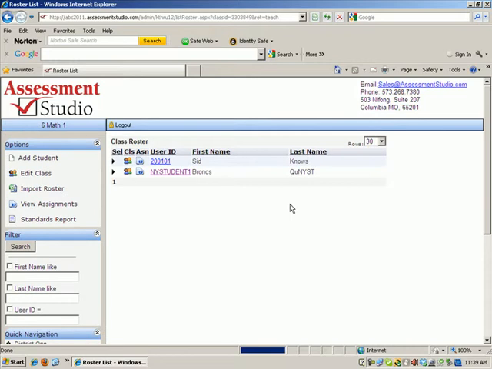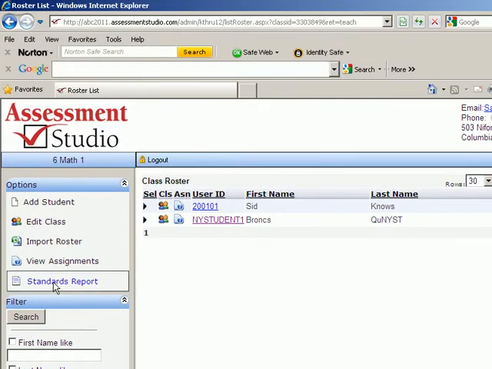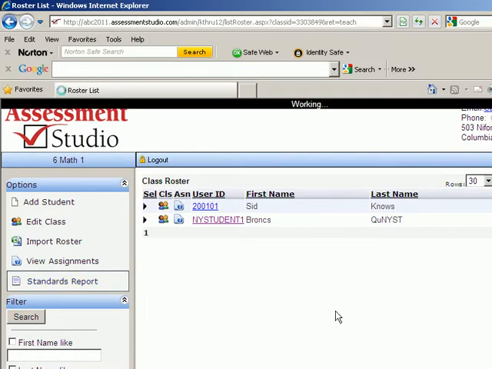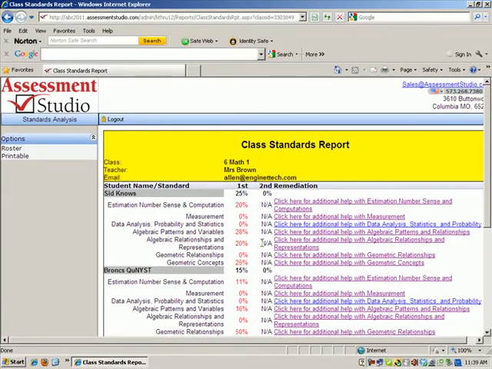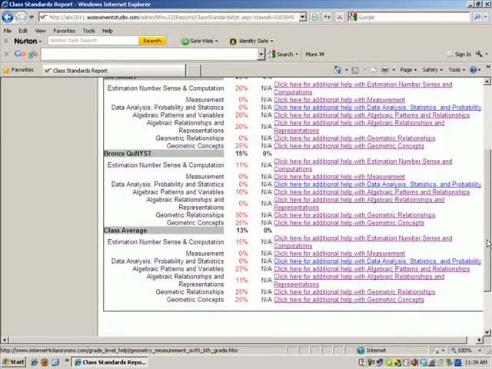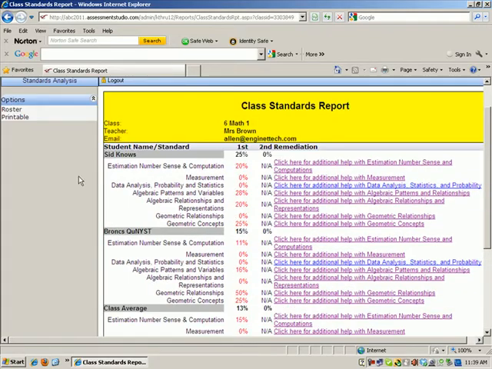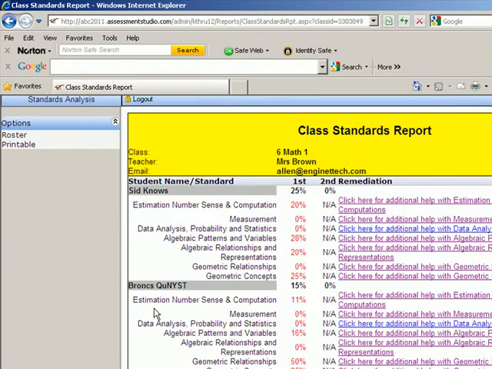So there are 2 students that we'll be looking for, and in this I can get myself the same standards report that Mrs. Brown was able to get, and inside that standards report I'll be focused on looking at where students are strong and weak in their areas of standards. And this is a math class at the 6th grade level. I'm finding that Sid has problems with measurement. I'm also finding that Bronx Queens has an area of measurement.